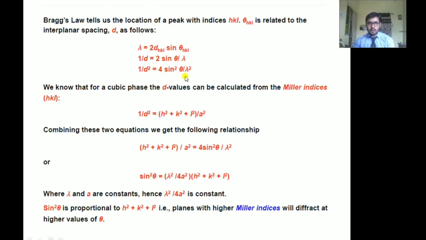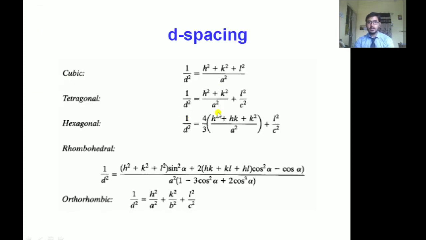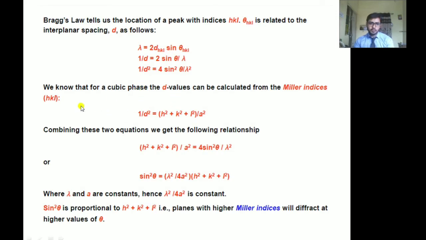Here is the new form of Bragg's equation. You know Bragg's equation is 2d sine theta is equal to n lambda. That means 1 by d is equal to twice sine theta by lambda. Squaring this equation, 1 by d square is equal to 4 sine square theta by lambda square. But we know for the cubic system, because I am going to show an example of the cubic system, 1 by d square is equal to h square plus k square plus l square, whole divided by a square. By rearranging with Bragg's equation and putting this value of the left hand side into this equation, we get h square plus k square plus l square by a square is equal to 4 sine square theta by lambda square.